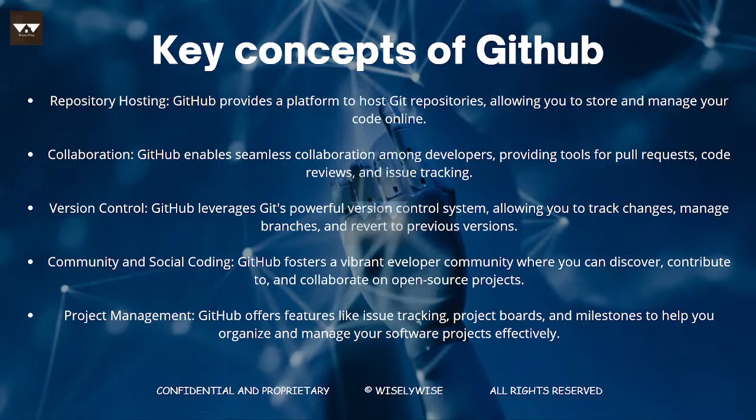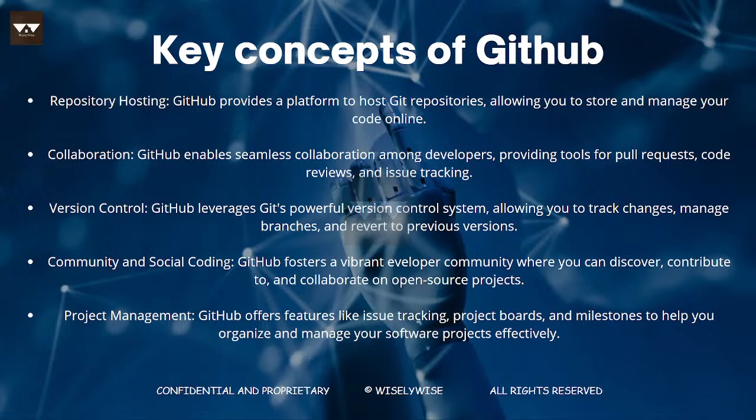Collaboration. GitHub enables seamless collaboration among developers, providing tools for pull requests, code reviews, and issue tracking. Version control. GitHub leverages Git's powerful version control system. It allows you to keep track of the changes, manage the branches, and go back or revert to any previous versions. Community and social coding. GitHub fosters a vibrant developer community where you can discover, contribute, and collaborate. Collaboration is one of the main reasons why GitHub is very popular.